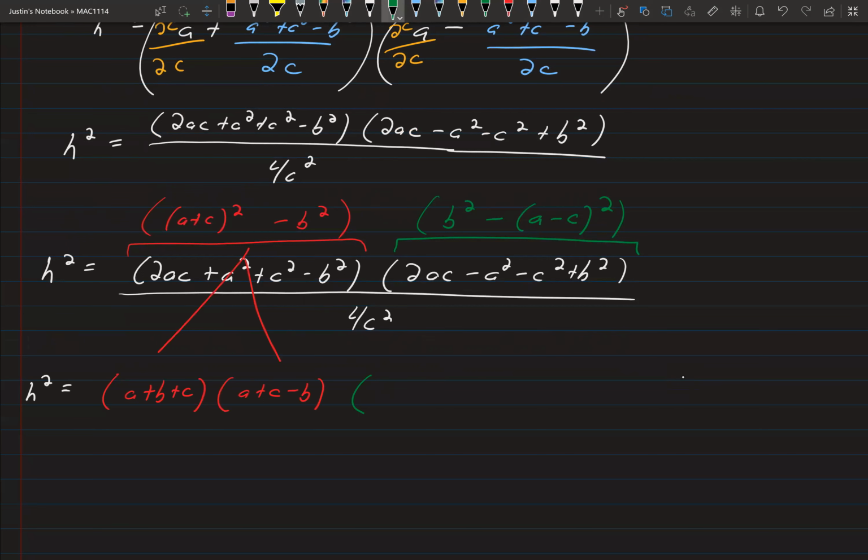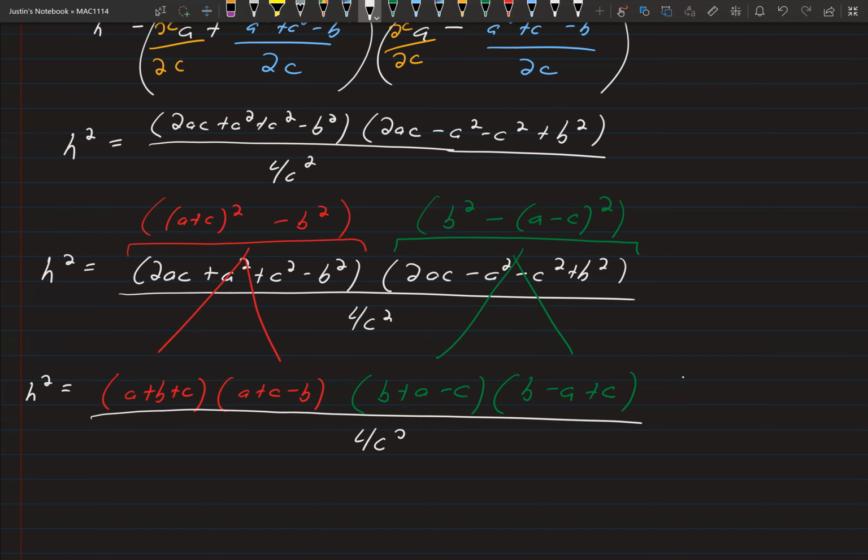Again, I got a difference of squares. So let's do b plus a minus c, and the other is going to be b, then minus the quantity a minus c. So minus a minus a negative c would become plus c. A little weird when we have three terms, but it's still just a difference of squares. That's how this would factor. And on the bottom again, we got 4c to the second.